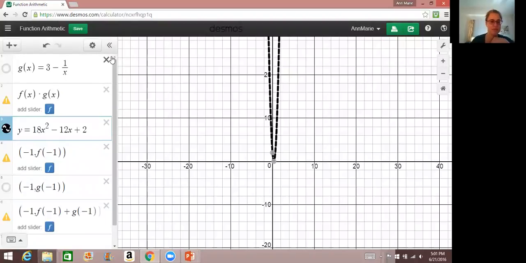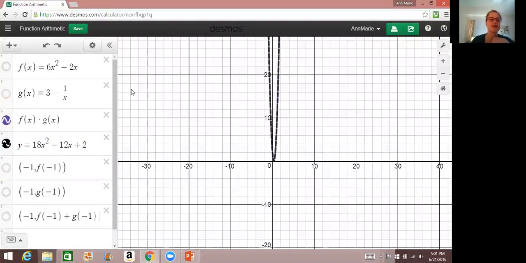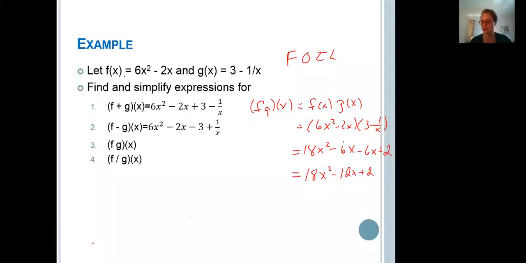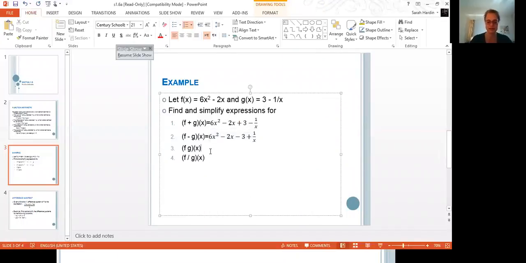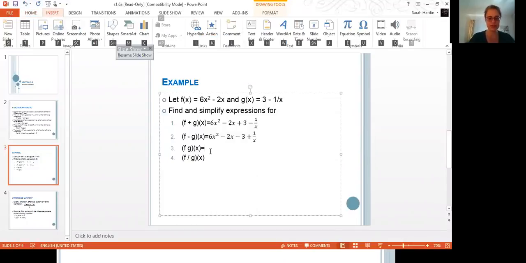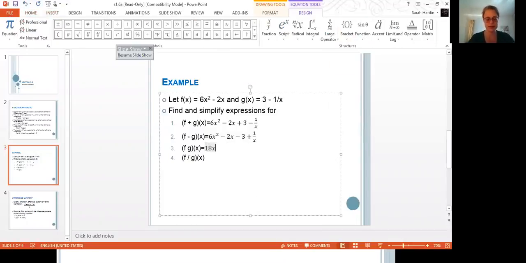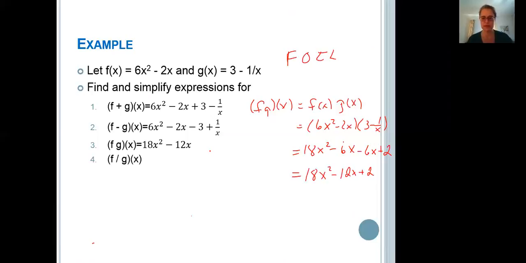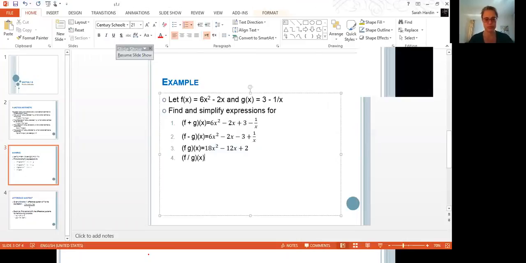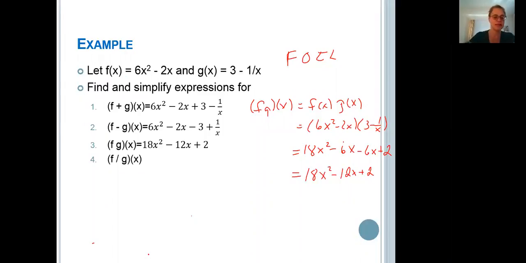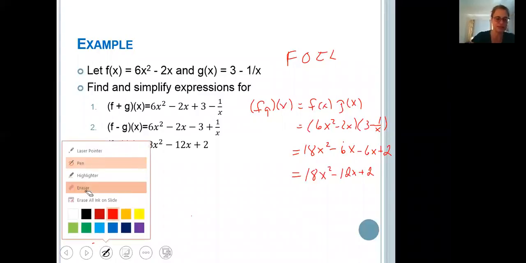Oops. There we go. Okay. Questions? Let me know if you have any. Email me. We'll talk about this in class too. All right, let me put my answer in on my slides. So this equals, I'm going to insert an equation. 18x squared minus 12x plus 2. Okay. Let's erase my chicken scratch and we'll do the last one, which is division.